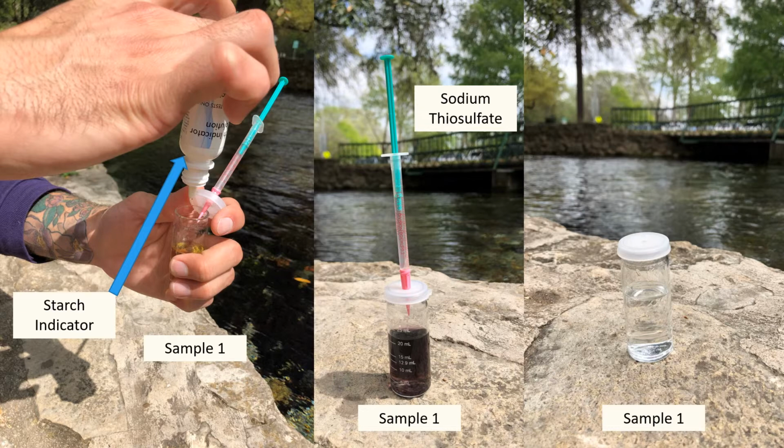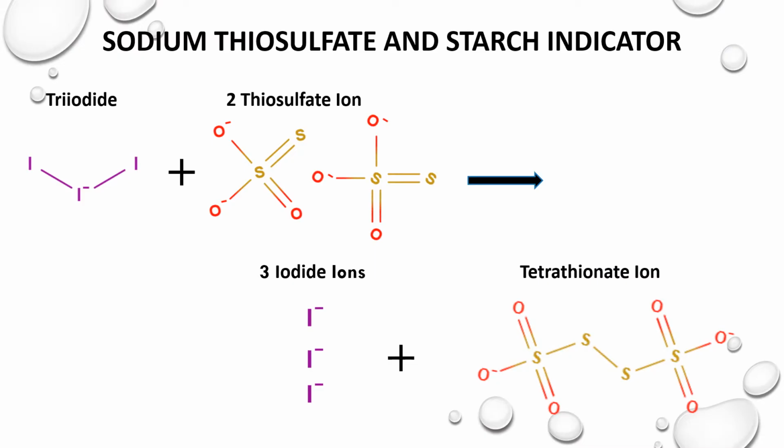The second step is titrating the dissolved oxygen sample. The titration is done by adding drops of sodium thiosulfate and using a starch indicator. The triiodide reacts with thiosulfate ions from the sodium thiosulfate and yields 3 iodide ions and 1 tetrathionate ion. The total amount of sodium thiosulfate added to the sample is equivalent to the concentration of dissolved oxygen.